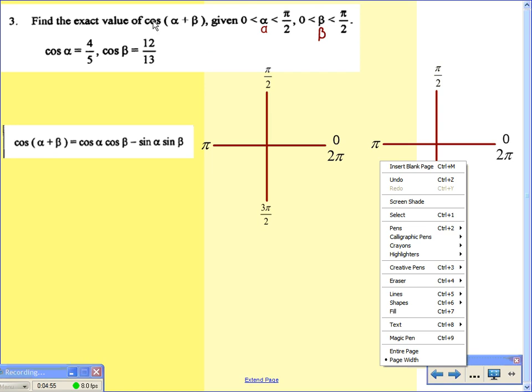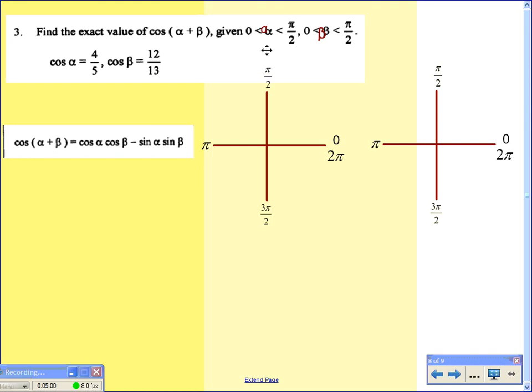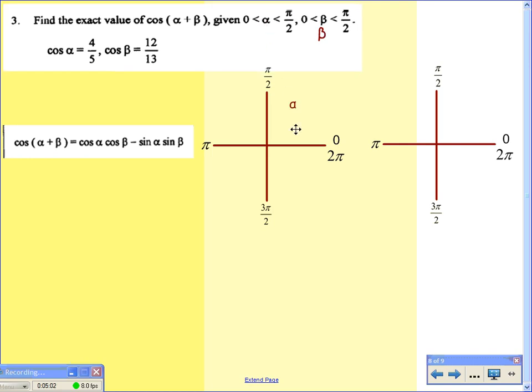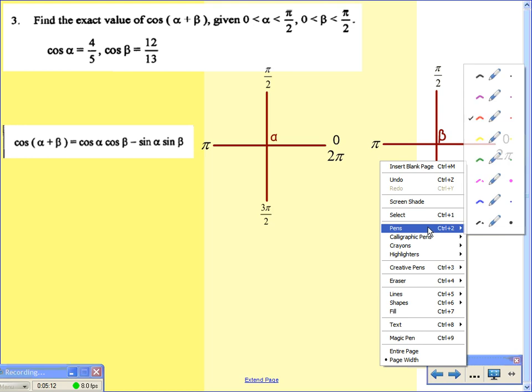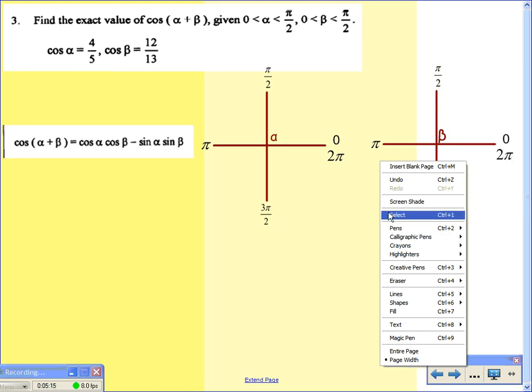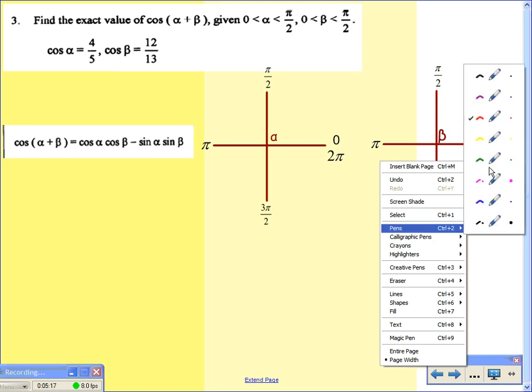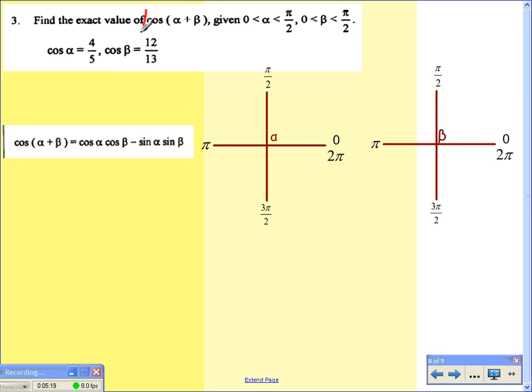And we're given that alpha lies between 0 and pi over 2, which is in the first quadrant. So we're going to put alpha in the first quadrant, and notice that beta is between 0 and pi over 2 as well, so we're dragging beta into the first quadrant. If you look at your equation, they've given us that cosine of alpha is 4/5 and cosine of beta is 12/13. So we're going to draw alpha in the first quadrant, and we're going to label it.